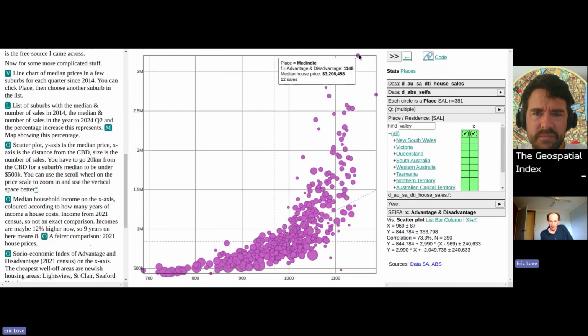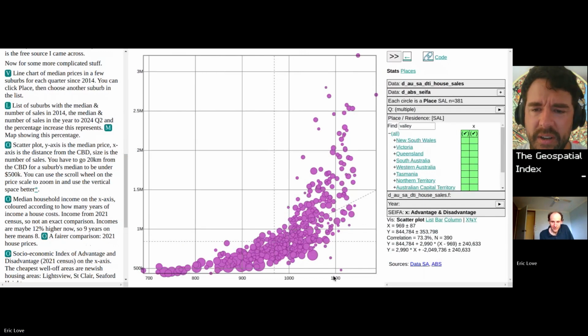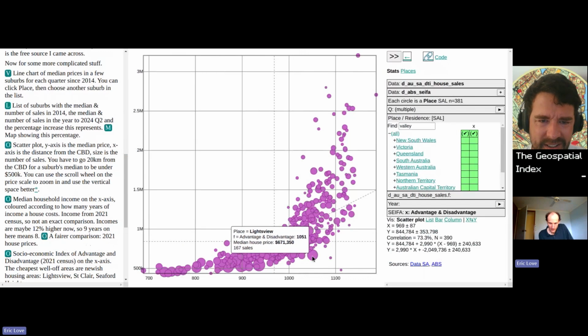It spreads around a lot at the top because some of these are, well, Medindie is a bit of an outlier. So again, as house prices increase, there's a 73% chance that the index of advantage will increase. Yeah, actually, advantage and disadvantage. So if you're thinking what's the nicest area I can get to for the least amount of money, then you're sort of looking along the bottom of here.